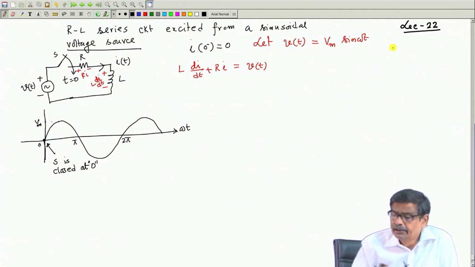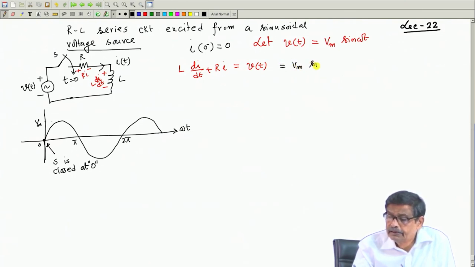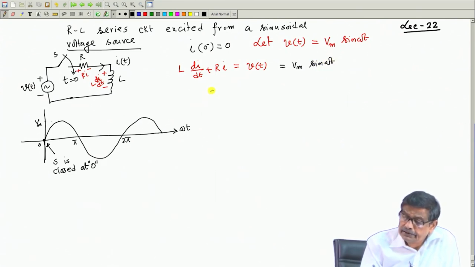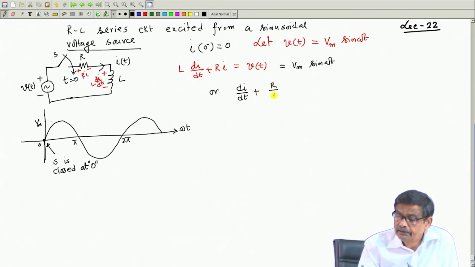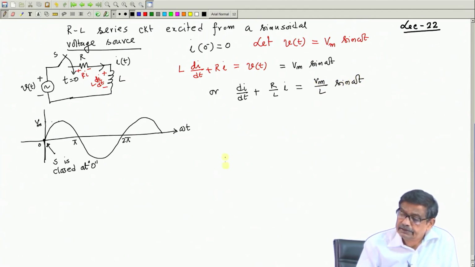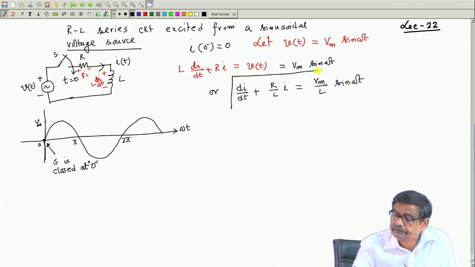and I want to get the solution. So, let me be systematic, rules I know, what should I do. So, this is equal to V m sin omega t. Then I will write it first as, divide by L, d I d t plus R by L into I is equal to V m by L into sin omega t. This is the differential equation.